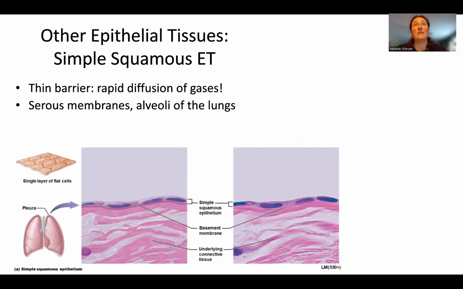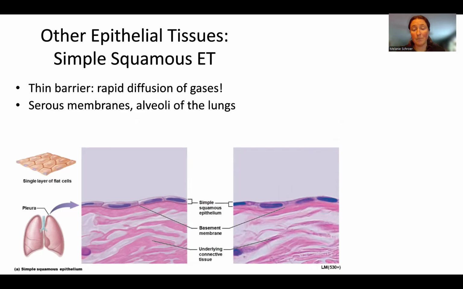So at this point, we've talked about the epidermis. It's made of stratified squamous epithelial tissue that happens to be keratinized. But this is by far not the only epithelial tissue in the body. Now I would like to walk you through the other epithelial tissues.